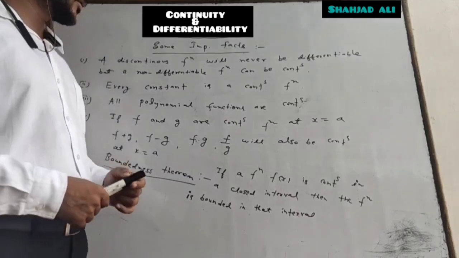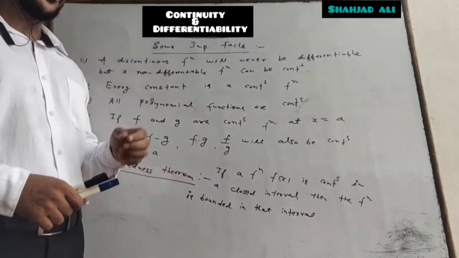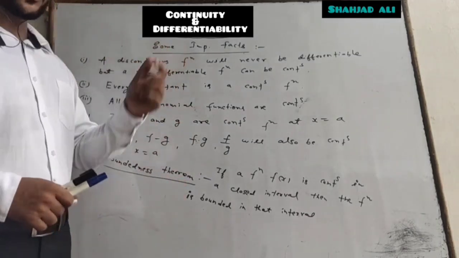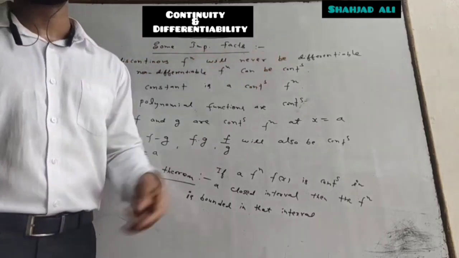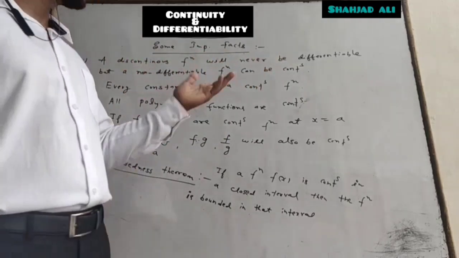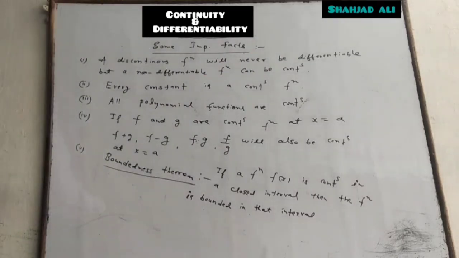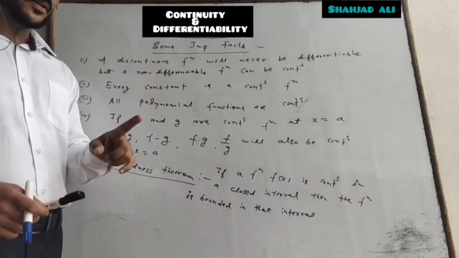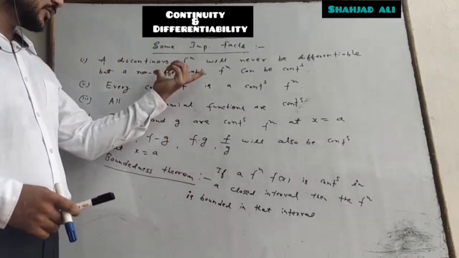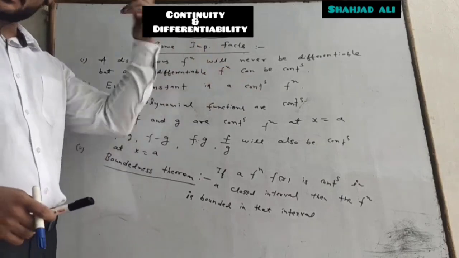Okay, so before solving some problems, I would like to focus on some important facts about continuity. The first point is that a discontinuous function will never be differentiable, but a non-differentiable function can be continuous. What does it mean? You have already seen the example of the modulus function, f(x) equal to mod x, that was continuous but non-differentiable due to the sharp edge. So this line is already valid from that example.